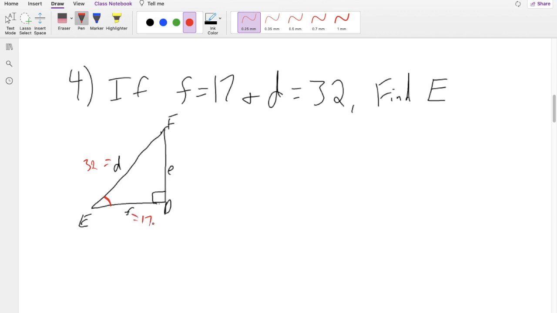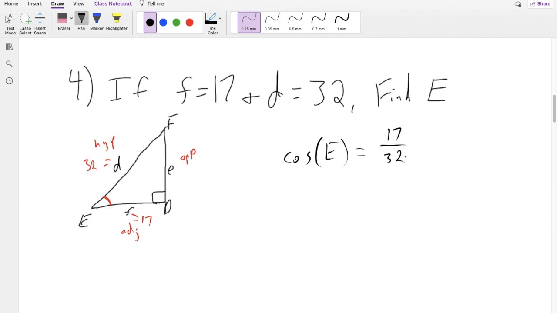So now I need to set up a trig ratio. So I have this angle. I know that side F is actually the adjacent of that, and side D is going to be the hypotenuse of this triangle, and E is of course the opposite. So I'm trying to remember which trig function uses adjacent and hypotenuse, and that is going to be cosine. So this is the cosine of my angle E, because again I don't know that, and that is going to be equal to the adjacent, which is 17, over the hypotenuse, which is 32.